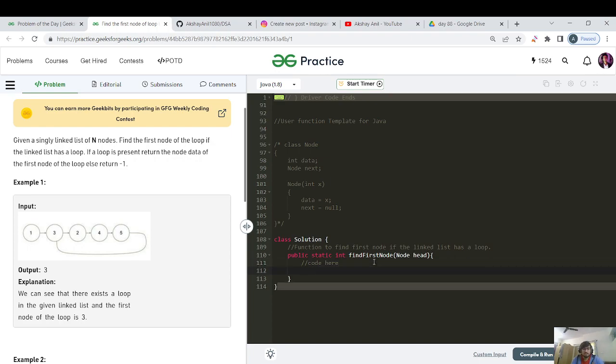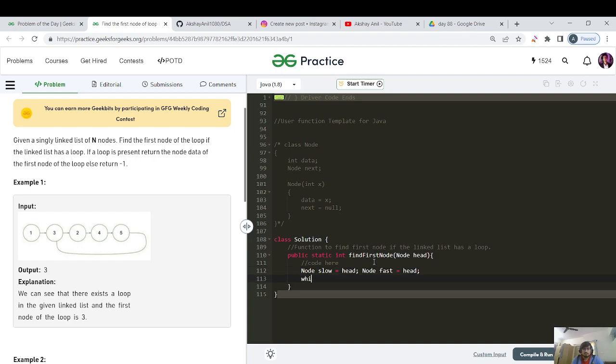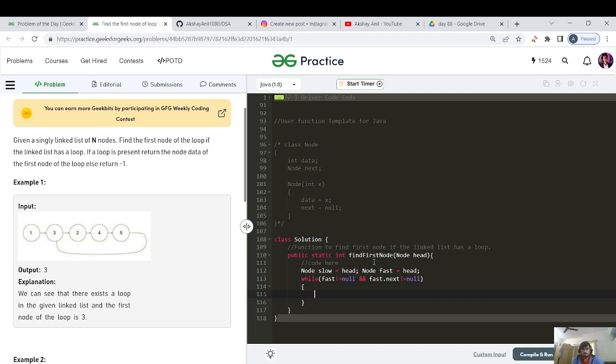Okay, so let's make a slow pointer. Node slow is pointing to head, and node fast is pointing to head. Now let's move. Fast is moving, so fast should not be equal to null, and fast is moving ahead, so I have to make sure that fast.next is not equal to null. So let's move the slow pointer just once.